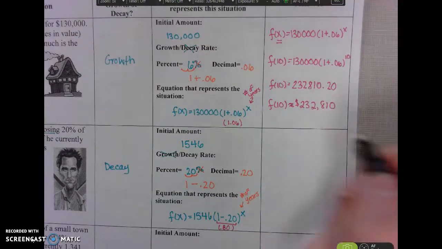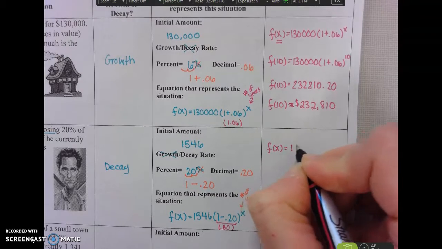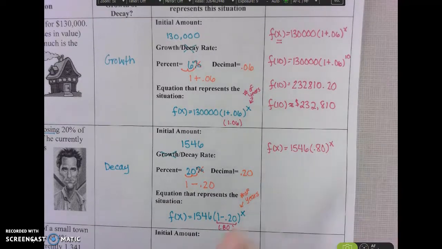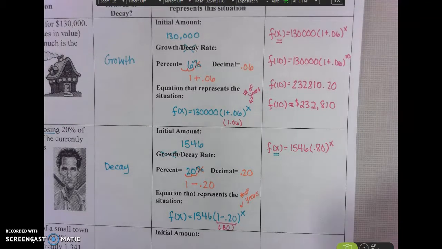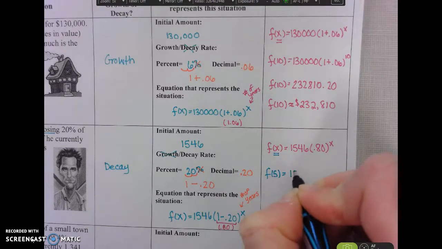So to answer our question, I want to know how much hair he's going to have left on his head after 5 years. I'm going to take my equation. Notice I used the simpler form. Either one is fine, 1 minus 0.20 or 0.80. It's going to give you the same thing. We're going to replace our x value with the number of years, and for our case, that's 5.